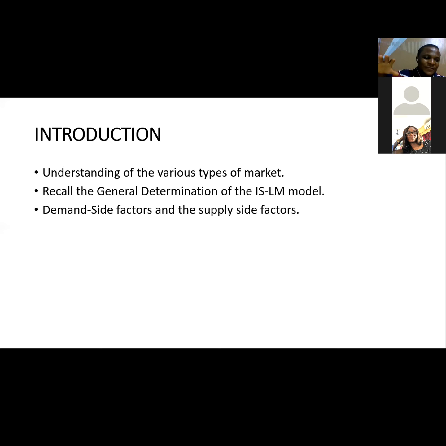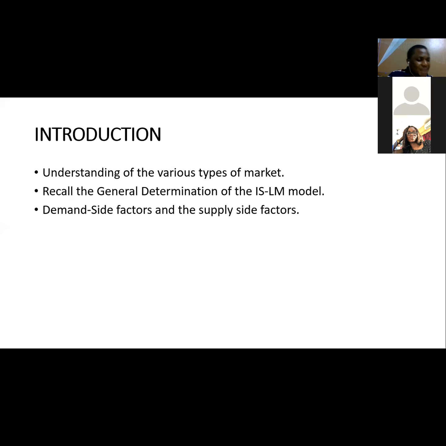Then you look at the supply side factors. That is in the labor market. Maybe by next week, I will derive the aggregate supply equation so that you understand that part. Those supply side factors become wage rate adjustments, technological adoption, and employment benefits. They are all supply side factors. So the minimum wage is a supply side policy, not a demand side policy. When government adjusted the minimum wage to 30,000 naira, that is just to increase wage rate. It's a supply side policy.